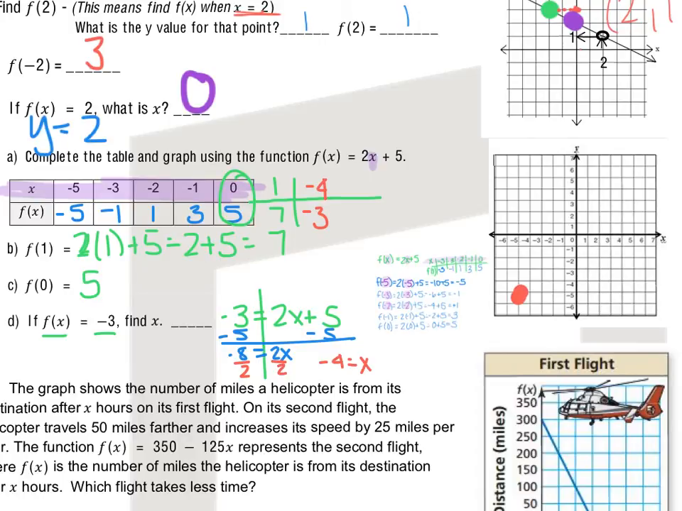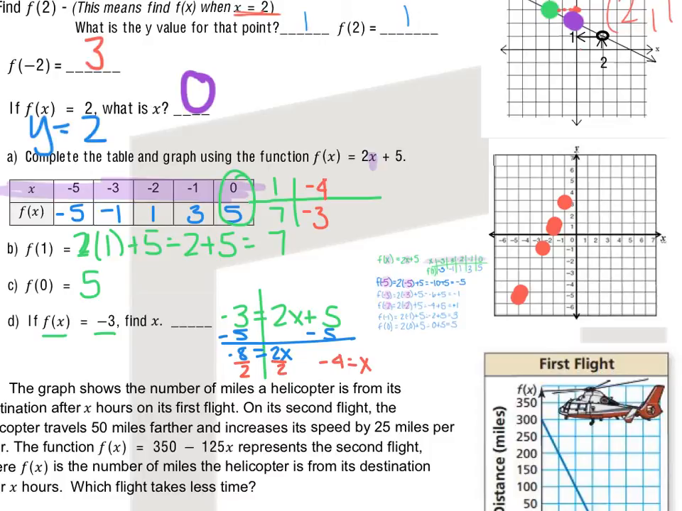And then my next point was -3, -1, so I'm going to put a point there. My next point was -2, +1. I'm going to put a point there. My next point was -1, +3, so I'm going to put a point there.